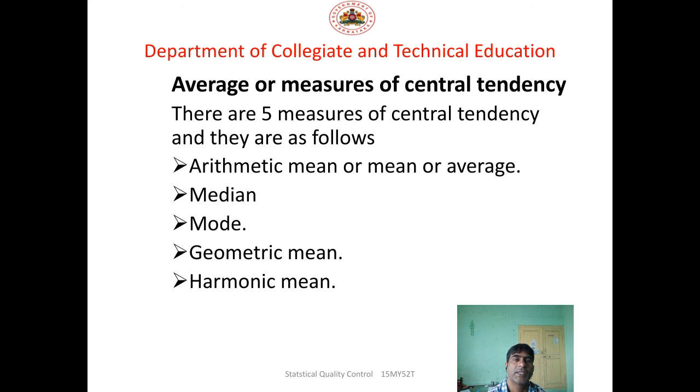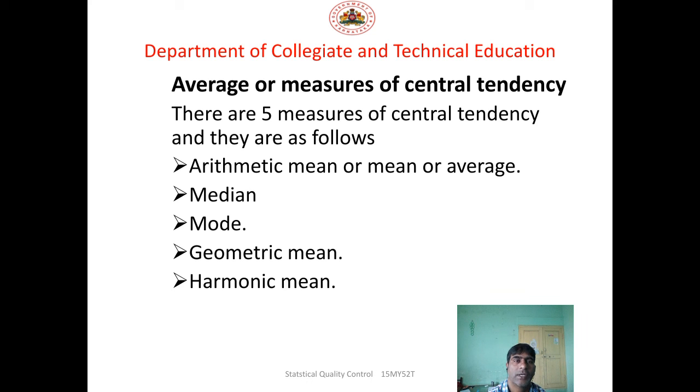Second one is median. Third central tendency is mode. Fourth is geometric mean. Fifth is harmonic mean.